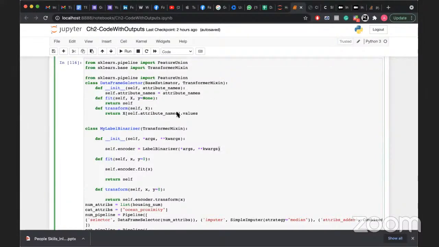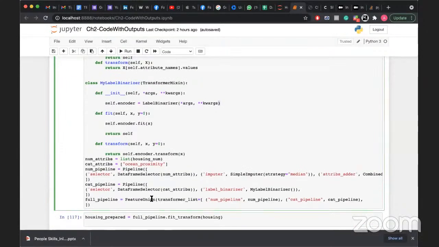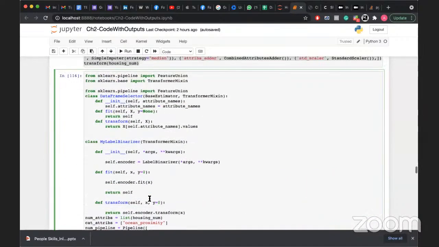So DataFrameSelector, we have the base estimator and the transformer, right? And then we have the label binarizer. And then what are we doing here? We're combining both these attributes. Is it not right? Select.